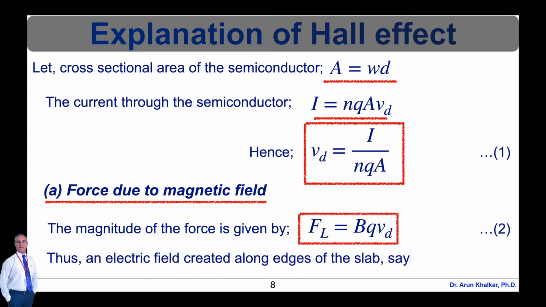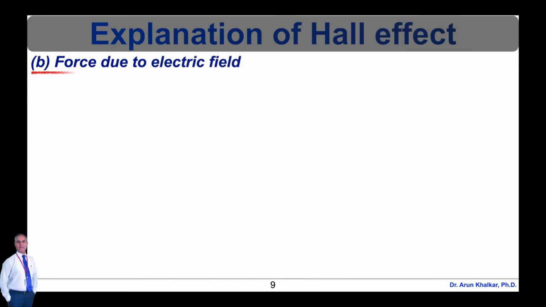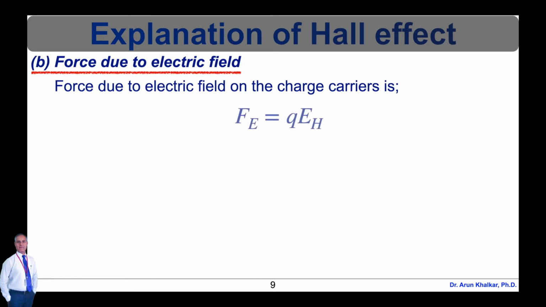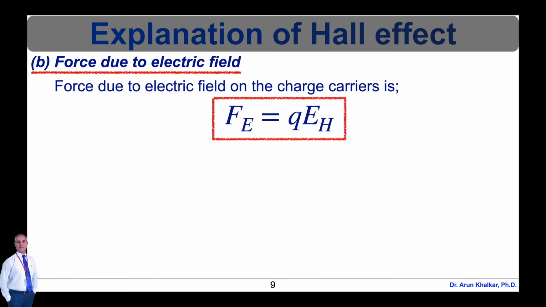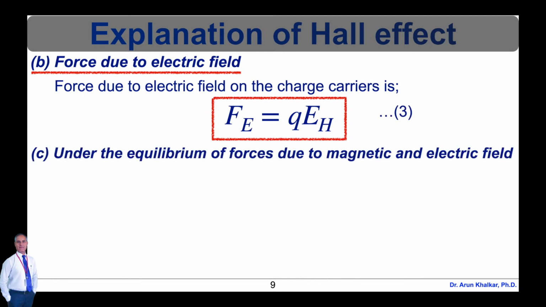Charge carriers are now concentrated along the edges of the slab. Thus, an electric field is created along the edges of the slab, let's say capital E subscript capital H. Now let's see the force due to electric field. Electric field developed across the edges, EH, exerts an attractive force on the charge carriers. It exerts a force on charge carriers in the opposite direction. Force due to electric field on the charge carriers is given by Fe is equal to QEH. Let's say this is equation number 3.